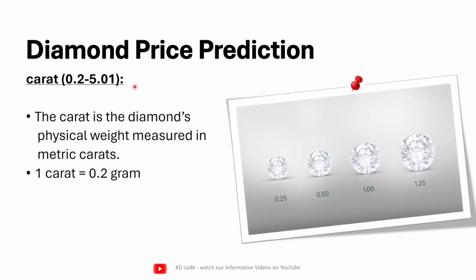The first independent variable or attribute is carat, which ranges from 0.2 to 5.01, and it is really the physical weight of the diamond, guys. It is measured in metric carats, and each carat is equal to 0.2 grams. You can refer to these images here to compare diamonds of different carats. Obviously the diamond with a larger carat is bigger in size, right?